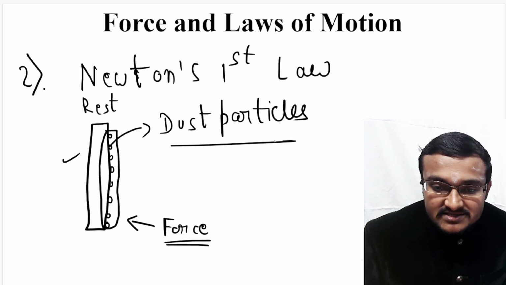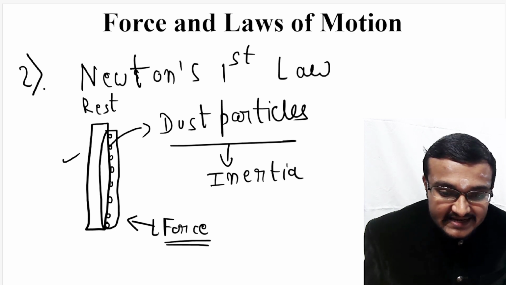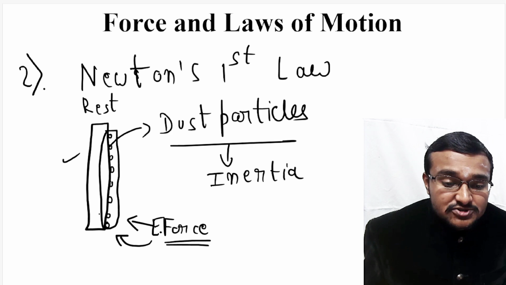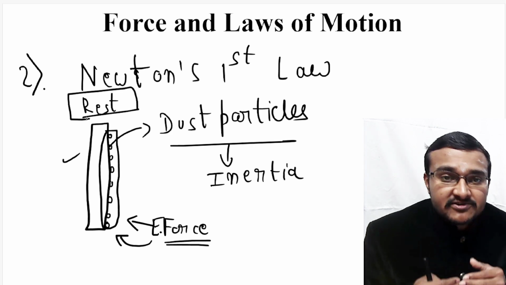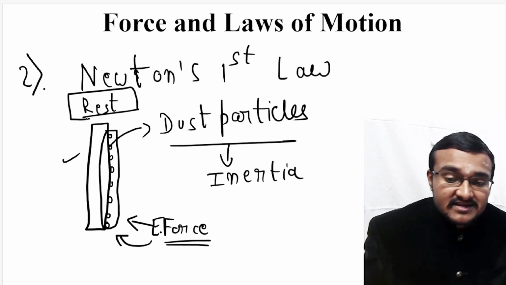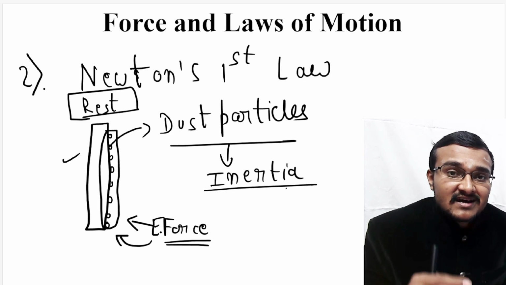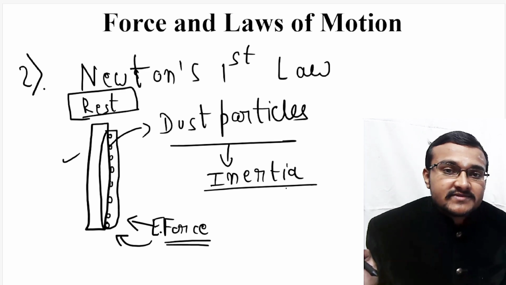So dust particles will have inertia, and when an external force is applied on this carpet, the carpet will change its rest state and come to a state of motion. But dust particles, due to their inertia, continue to remain at rest, and hence we observe dust coming out of the carpet.